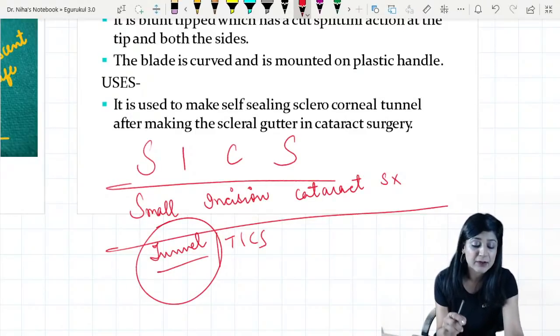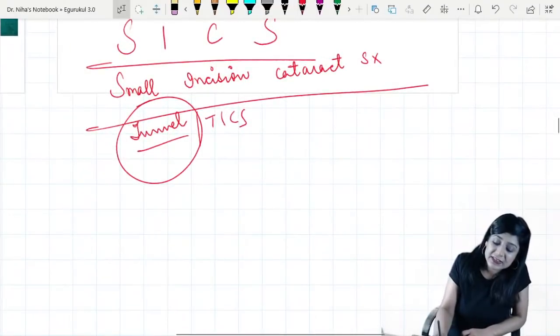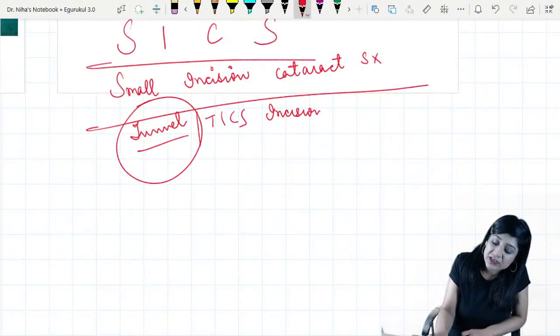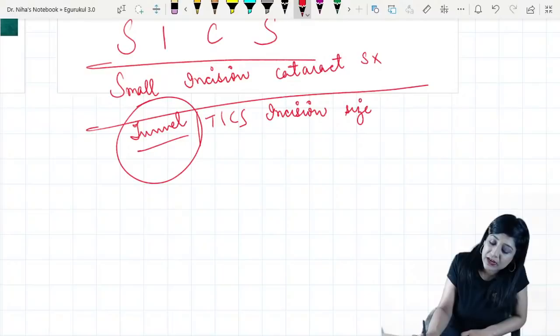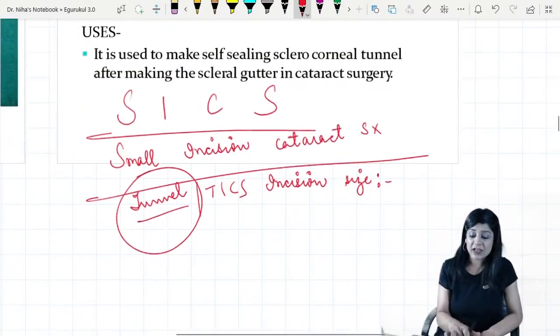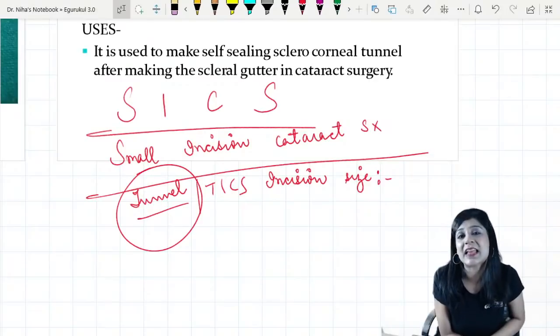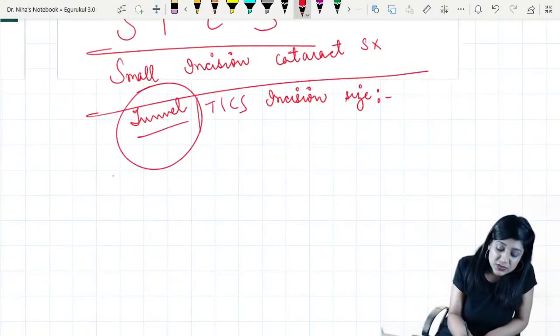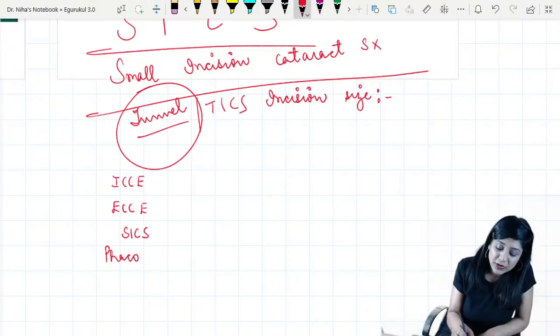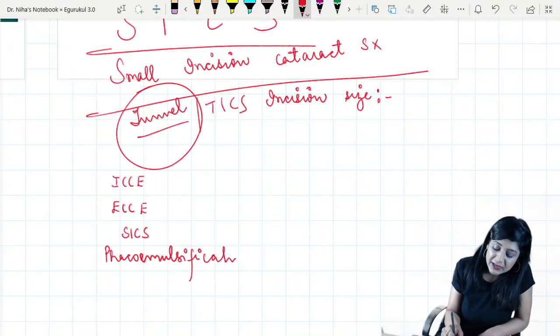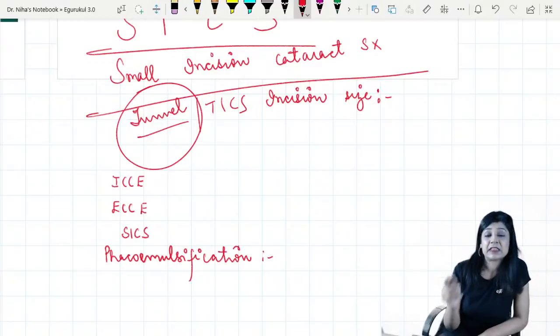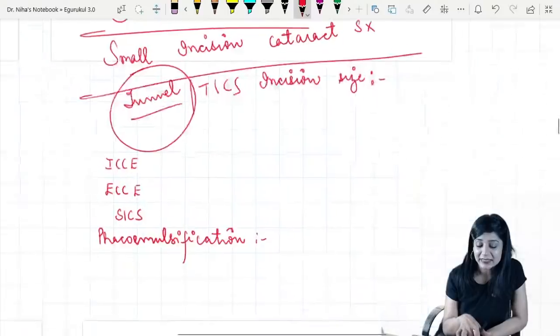Now who is going to tell me the incision size? What is the incision size? Because when you are asked about these instruments, these are the related questions they are going to ask you. What will be the incision size in SICS? They can ask you the incision size in ICCE, then we have ECCE, then we have SICS, and then we have phacoemulsification.